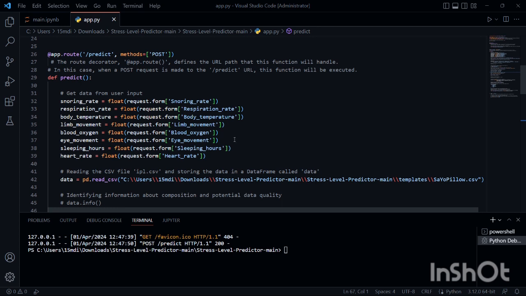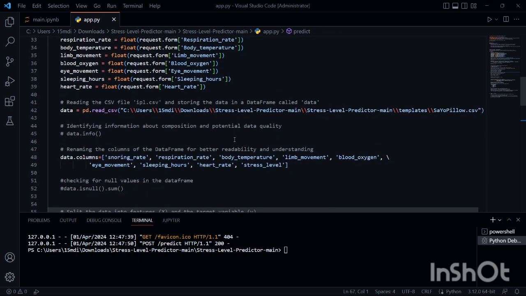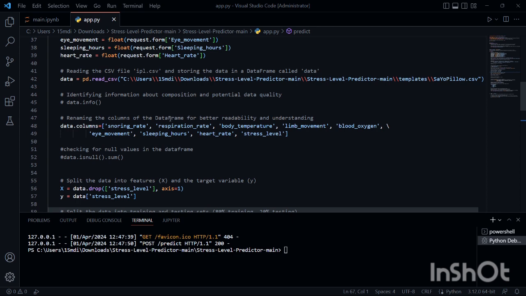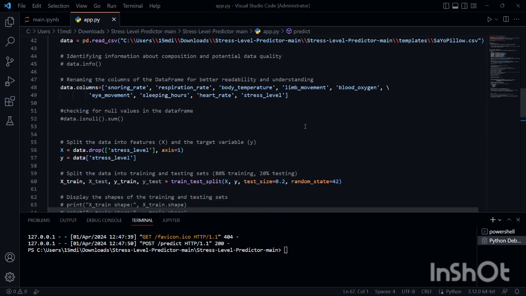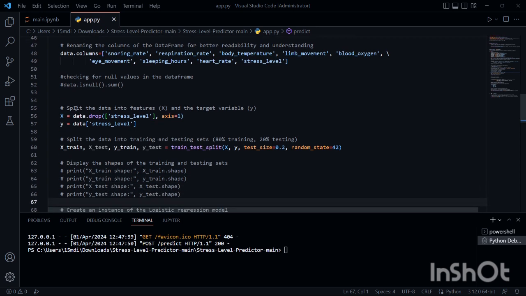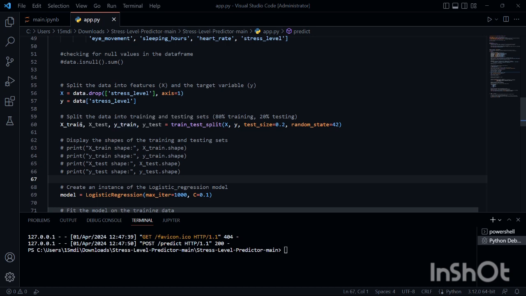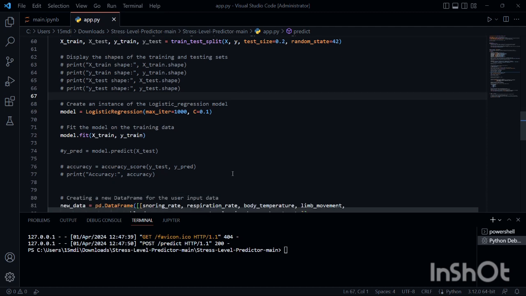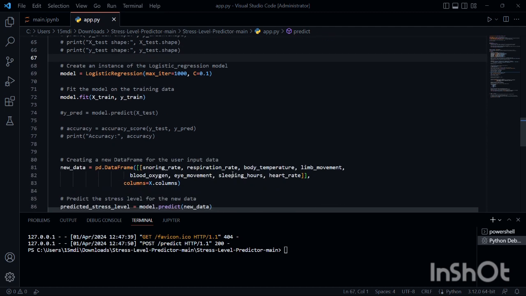Only then does it consider the input. We read the CSV file and store the data in a data frame called dataset, and identify information about its composition and potential data quality issues. We rename the columns of the data frame for better readability and understandability. Then we split the data into features X and the target variable y. Then we split the data into training and testing sets, 80% training and 20% testing. Now we create an instance of the logistic regression model and fit it on the training data.